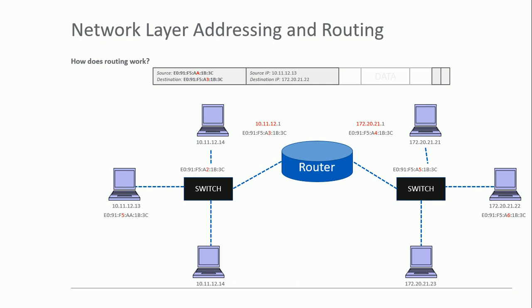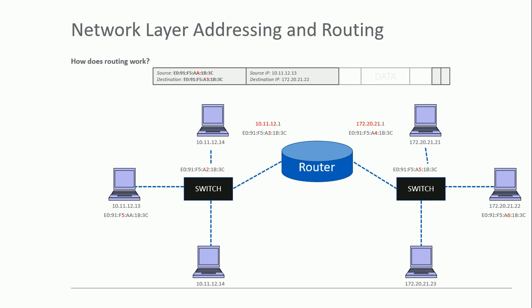Those interfaces face each of my two different networks, and each of my networks can connect to those interfaces on the router. And notice that the router has two different network addresses. One interface is on the 10.11.12 network on the left side, and the right side is the 172.20.21 network. And all the computers connected to that side of the router are in that network.